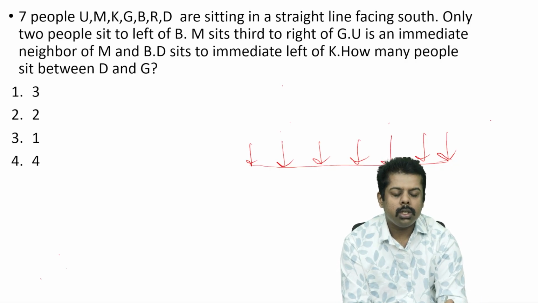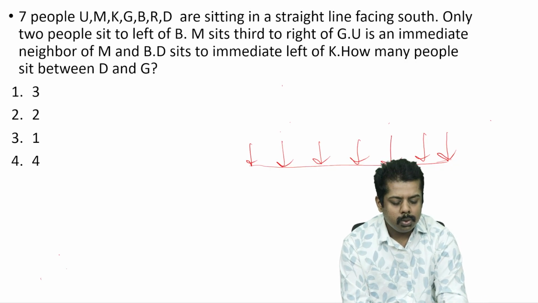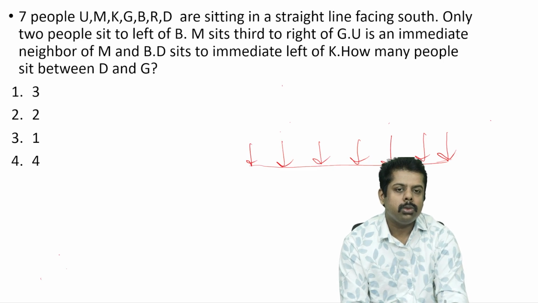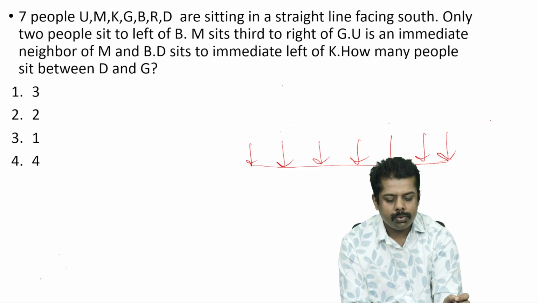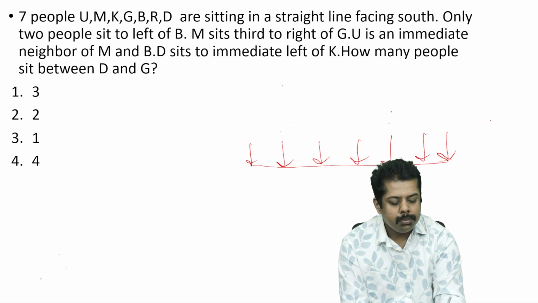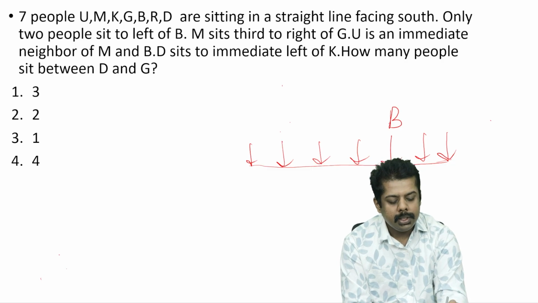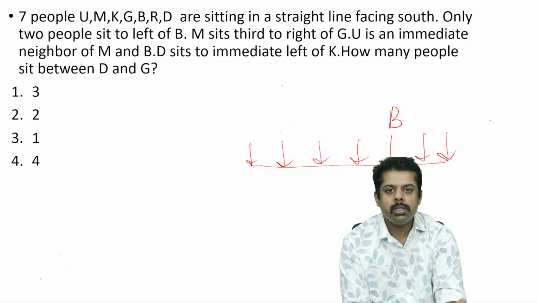As we know, facing south, the left will be towards east. So only 2 people to the left of B means B has to be in this position. There is no other alternative for B. B has to be in this position, so B is fixed.